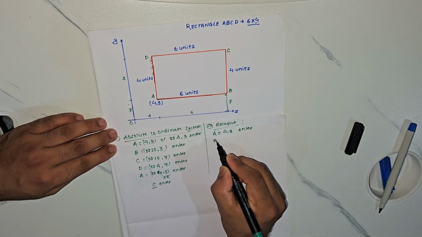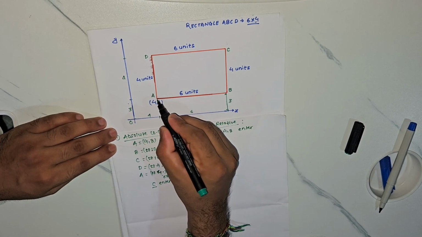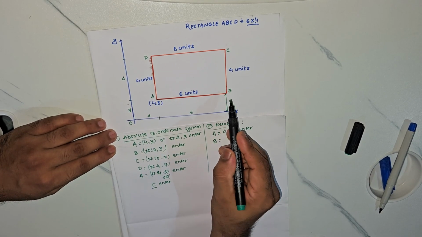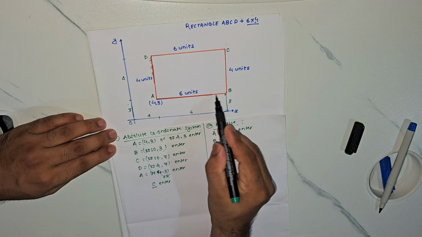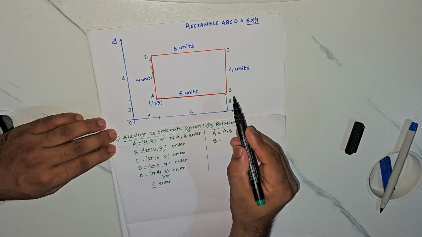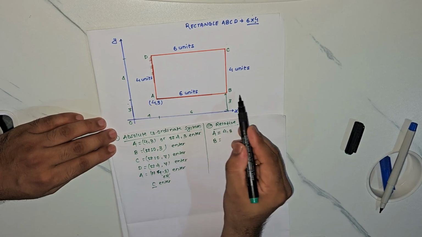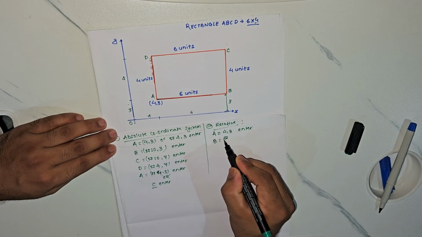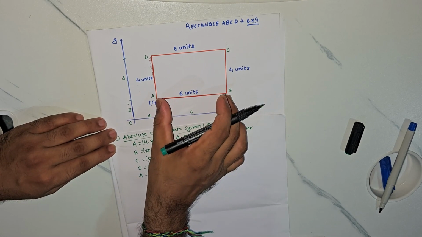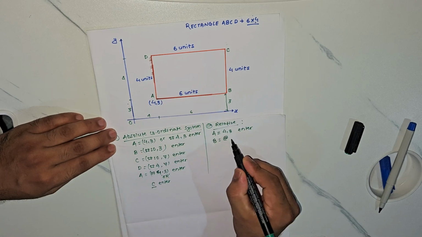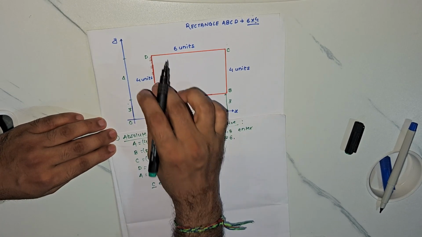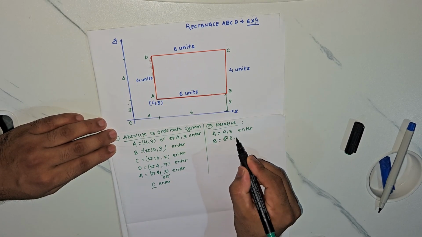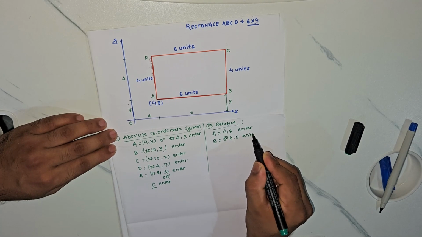Yes, and for B, it will be measured from A. So if you can see, B is moving horizontally in the right direction, but not up or down. It is in the same line with A. So what we can write for B is @, the horizontal distance from A is 6, comma, the vertical distance from A is 0, enter.